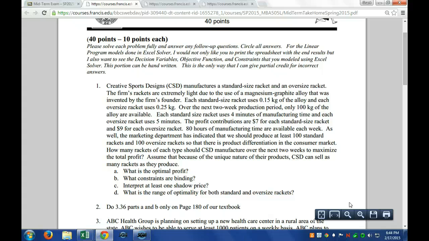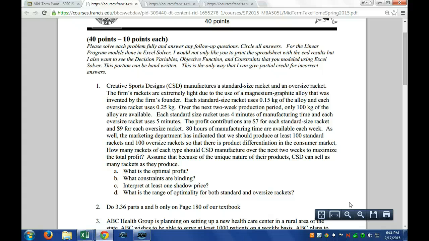So we have 100 kilograms of this special alloy. If we used all 100 kilograms of that, I'm not sure if we did, but if we did, that's binding. We have 80 hours of manufacturing time. If we used all 80 hours of that time, that's binding. Okay, does that make sense?